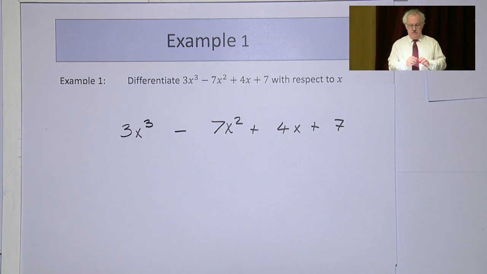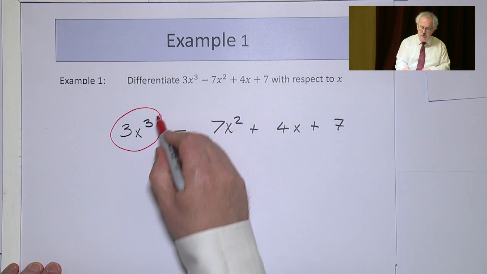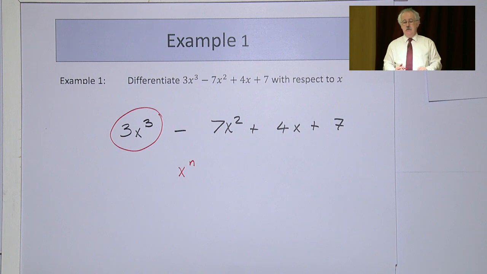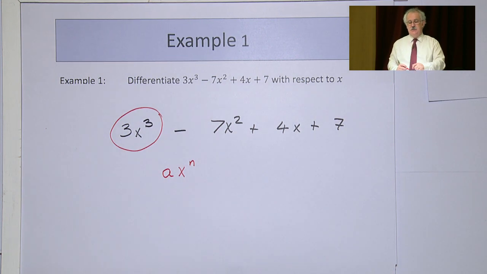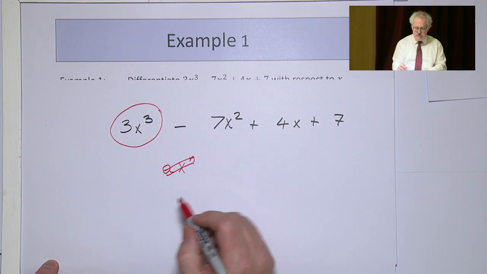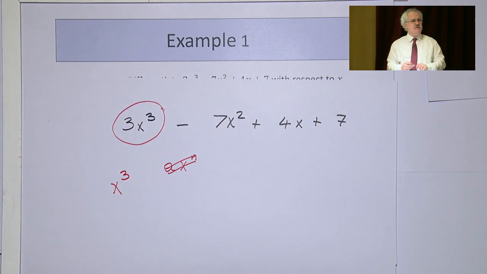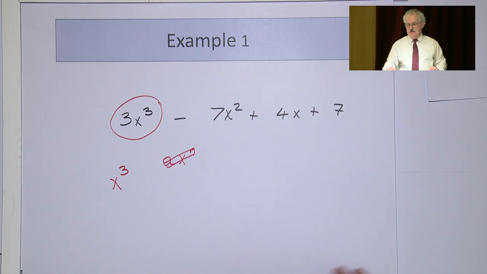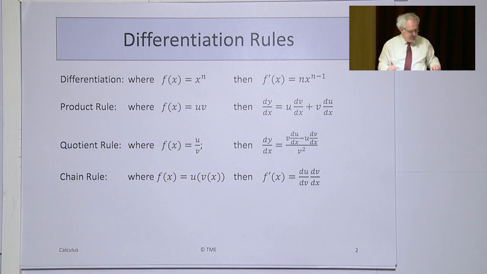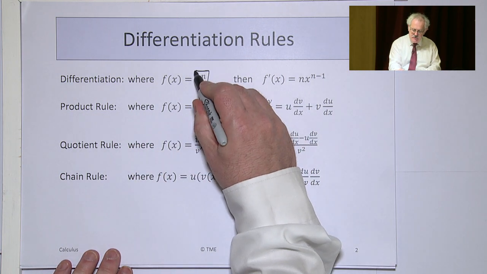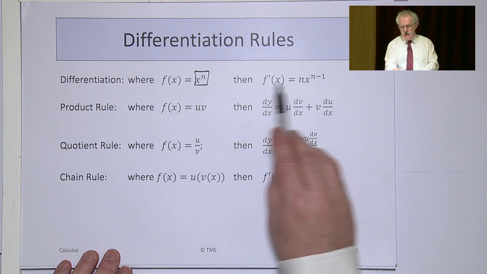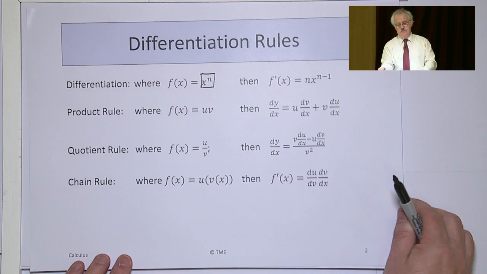It looks like this part is in the shape of x to the power of n of some type. It has a number before it, ax to the power of n. So let's just take the x cubed first. What is the derivative of x cubed? What does the formula say? Well, the formula says, if you take the power on the top, x to the n, it comes down as a multiplier, and you reduce the n by 1.